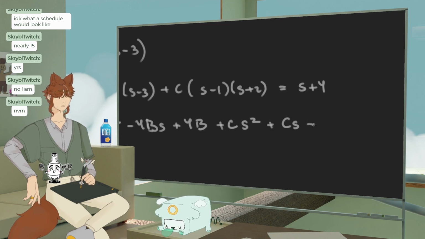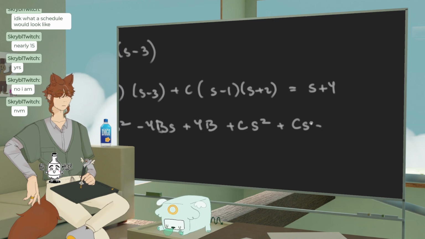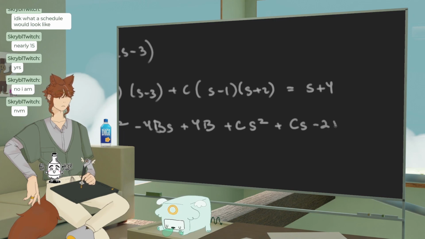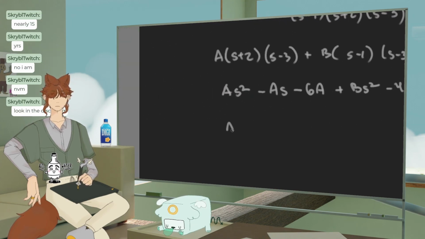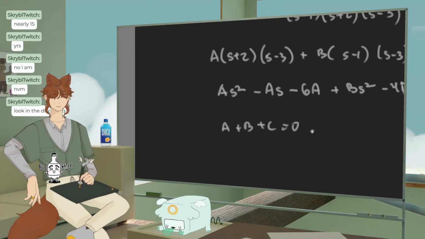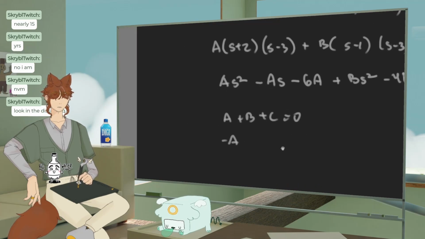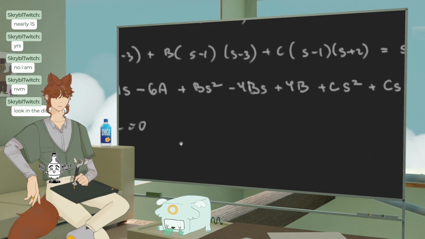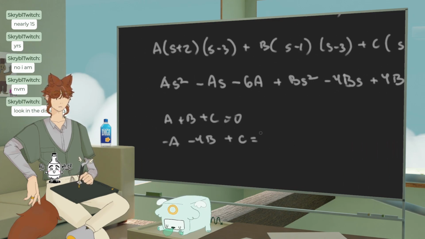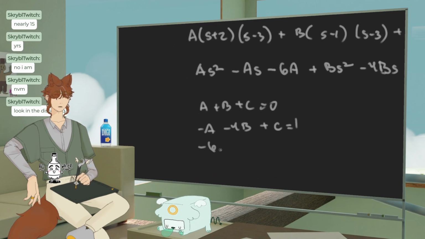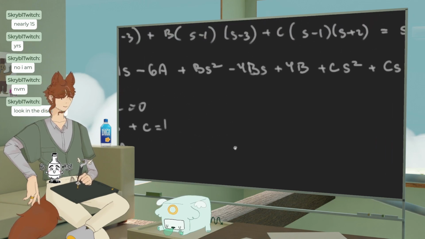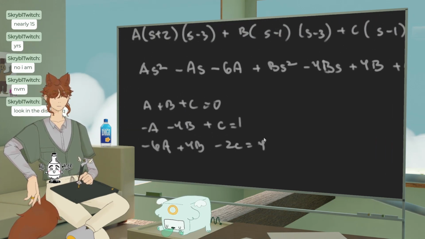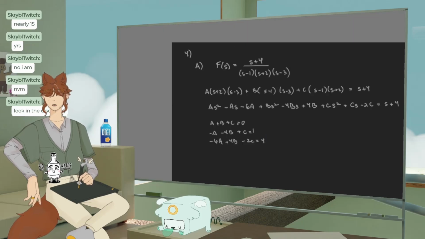Is that minus? Yeah, minus 2C. Ooh. Look in the Discord real quick. 1 second. A plus B plus C equals 0. Linear combinations, baby. Minus A. I'm just gonna shove this in a matrix. Minus 4B plus C equals 1, and then minus 6A plus 4B minus 2C equals 4. We love partial fractions. And then once I get to that, then the answer is quite trivial.